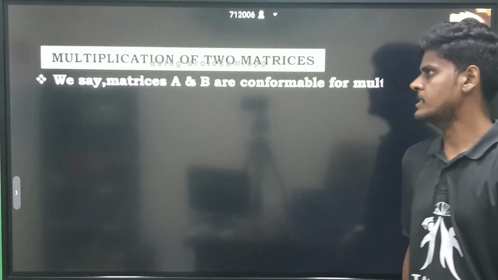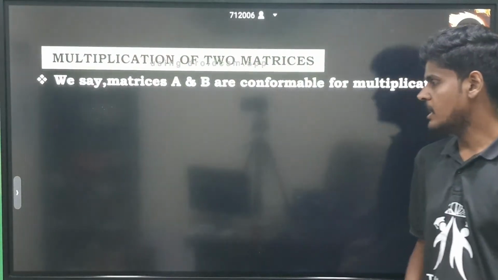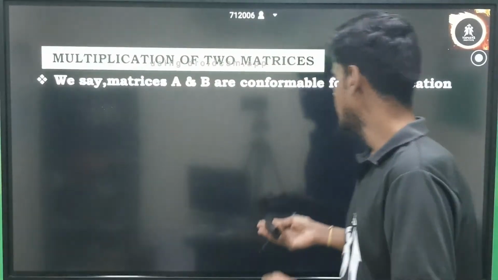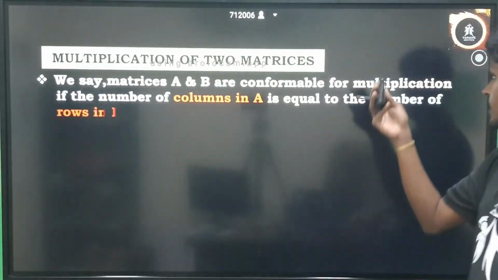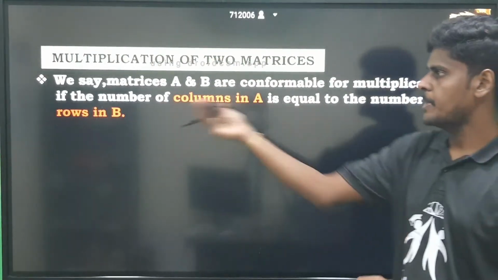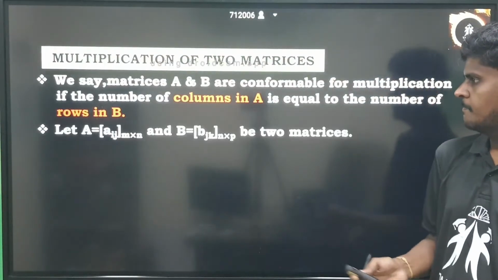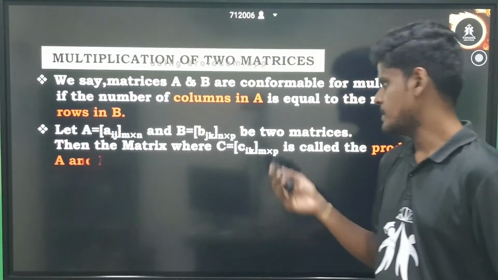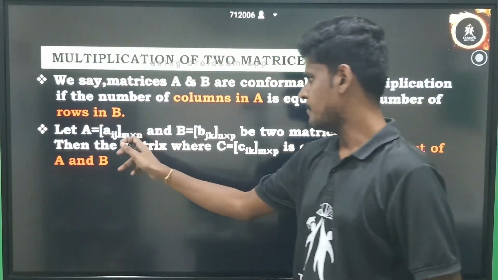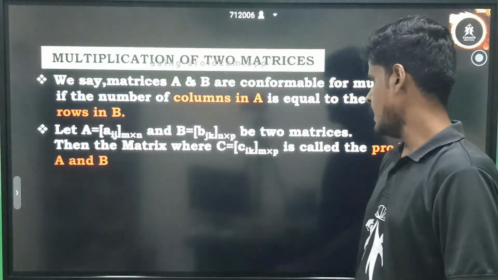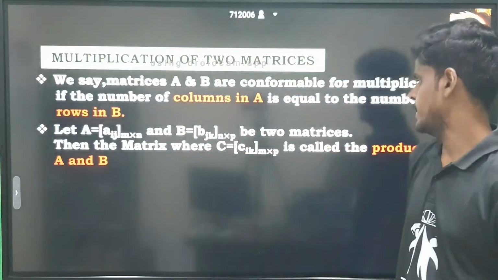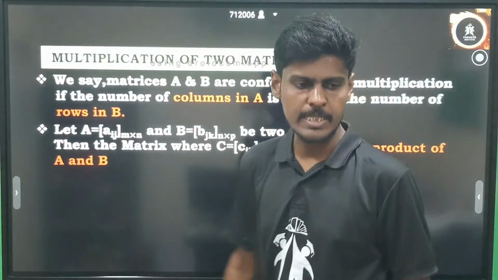How to multiply two matrices? Matrix A and B are conformable. What is the meaning of this word conformable? That means we can find the product. It is possible for multiplication if the number of columns in the first matrix is equal to the number of rows in the second matrix. Let A and B be two matrices, C be another matrix. What will be the order of the C matrix? Take the number of rows in the first matrix and the number of columns of the second matrix, that is M by P. This is the product of matrix A and B.